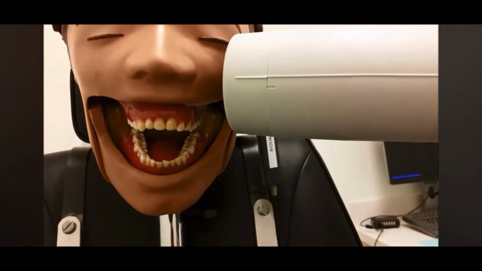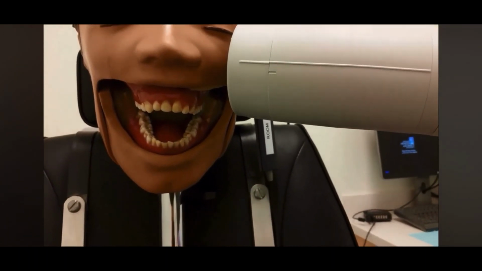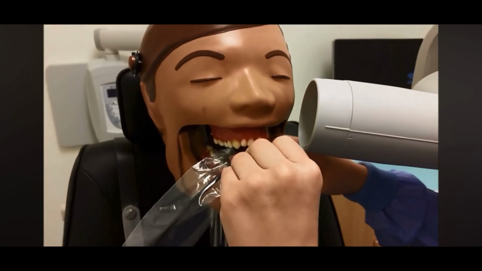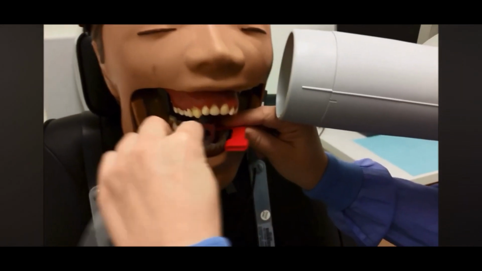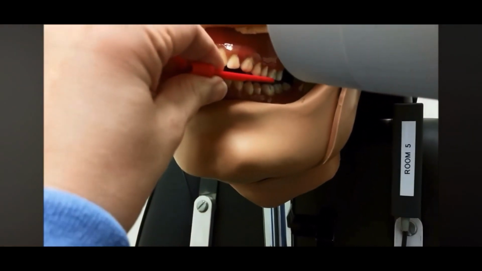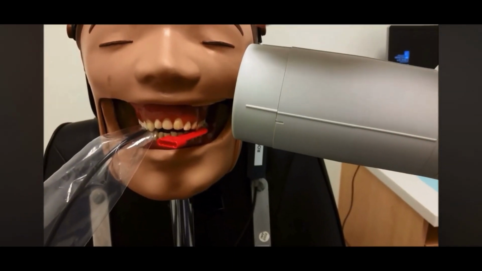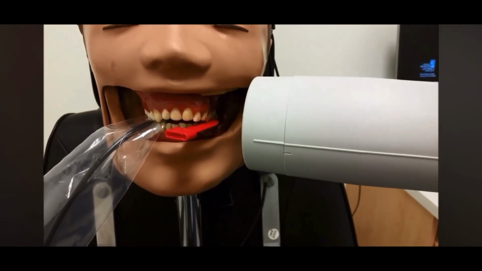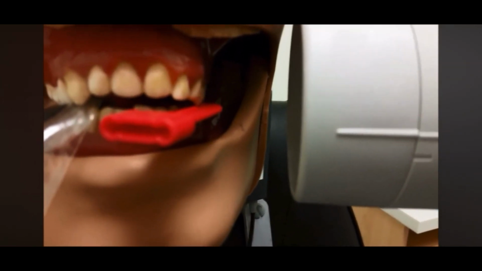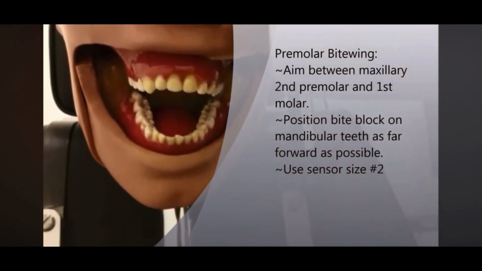Here we're going to demonstrate how to take a bite wing using a dexter. I'm going to stick the sensor in the middle of the mouth, trying to be parallel with the long axis of the tooth. I'm going to line my cone up so that the central ray, or this line going through the center of the cone, is perpendicular to the sensor and the long axis of the teeth. Trying to open up that contact between the premolar and the molar and get the distal of the canine.